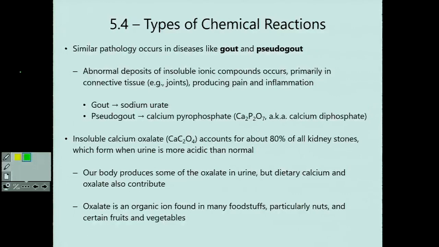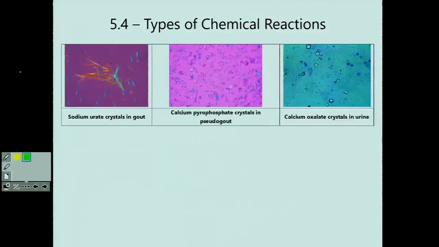And then in terms of sources of oxalate, this is common in many, many foods that are out there, but particularly nuts and fruits and vegetables. So again, these things are everywhere, right? So it's not going to stop eating things just to avoid these things. And again, there's a genetic component. It's a complex process.